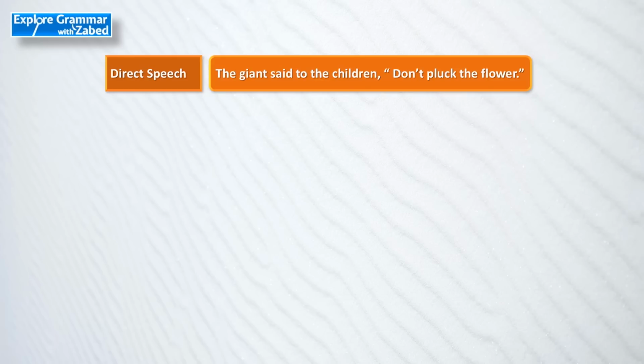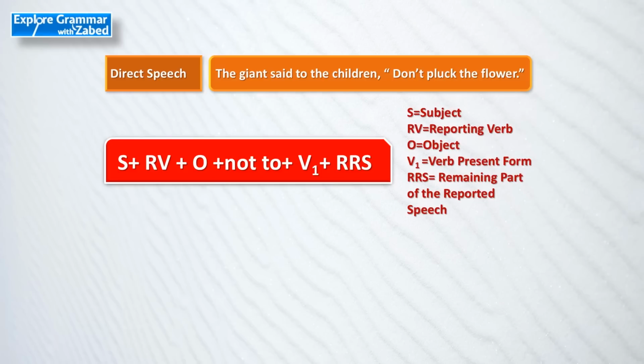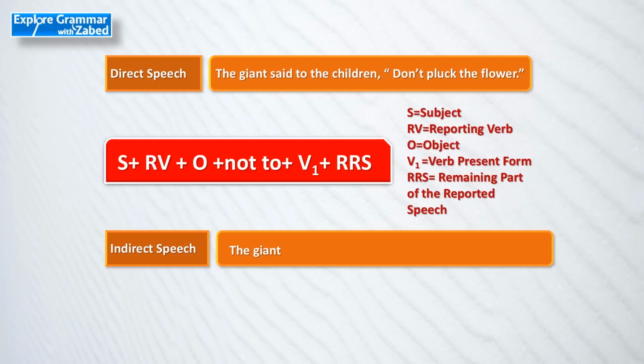The giant said to the children, "Don't pluck the flowers." Here the reported speech is in negative form. So the structure will be like this: subject plus reporting verb plus object plus not to plus verb in present form plus remaining part of the reported speech. Following this structure, the result would be: the giant ordered the children not to pluck the flower.